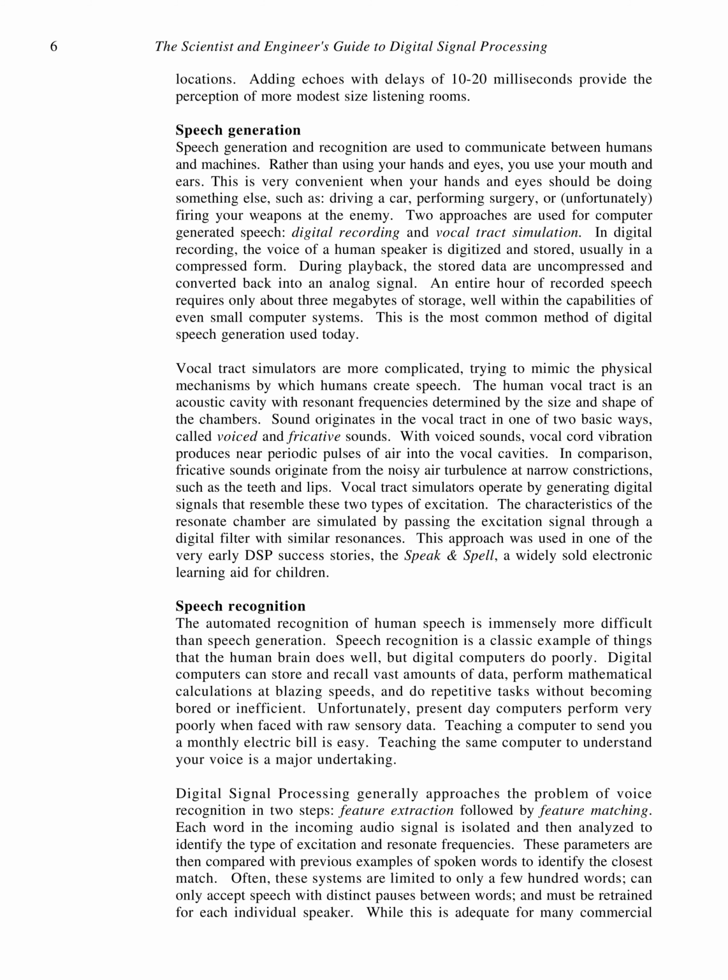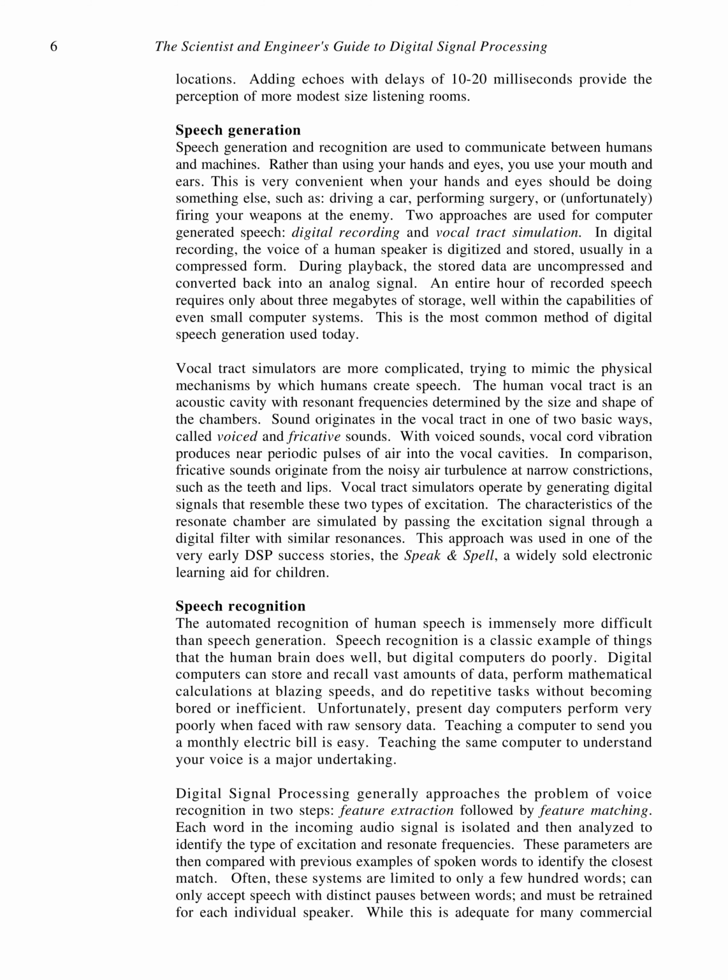Vocal tract simulators operate by generating digital signals that resemble these two types of excitation. The characteristics of the resonant chamber are simulated by passing the excitation signal through a digital filter with similar resonances. This approach was used in one of the very early DSP success stories, the Speak and Spell, a widely sold electronic learning aid for children.